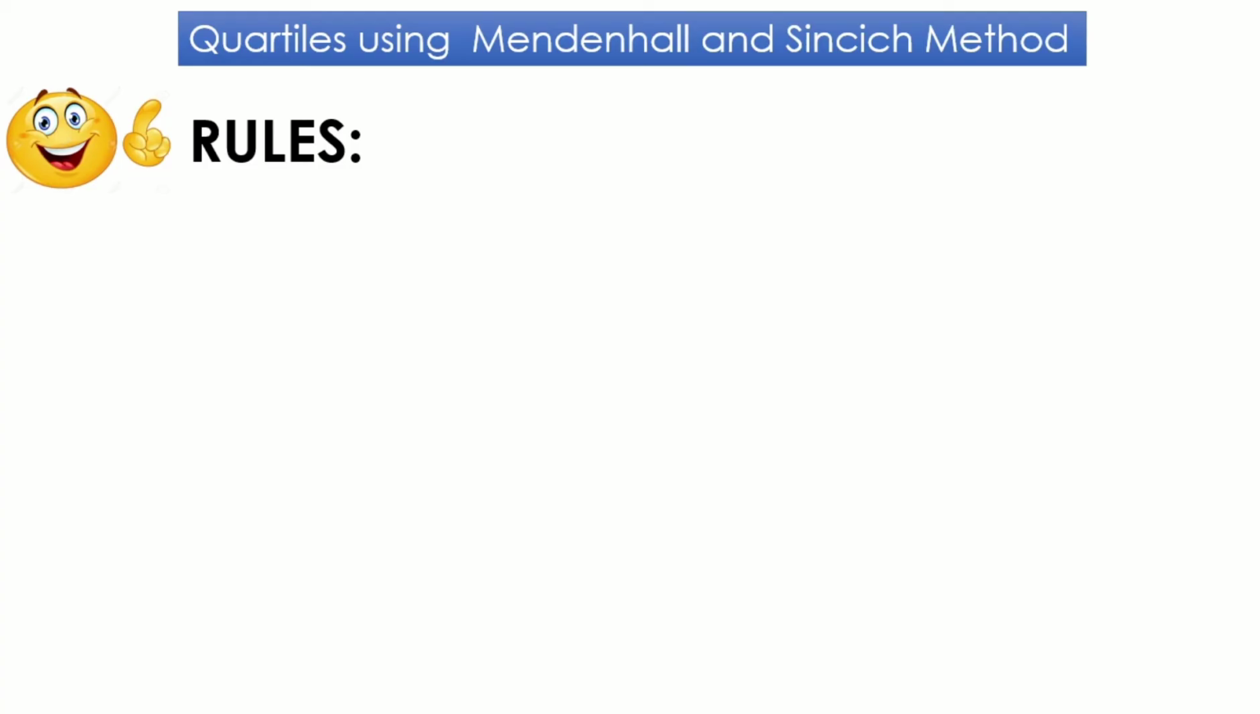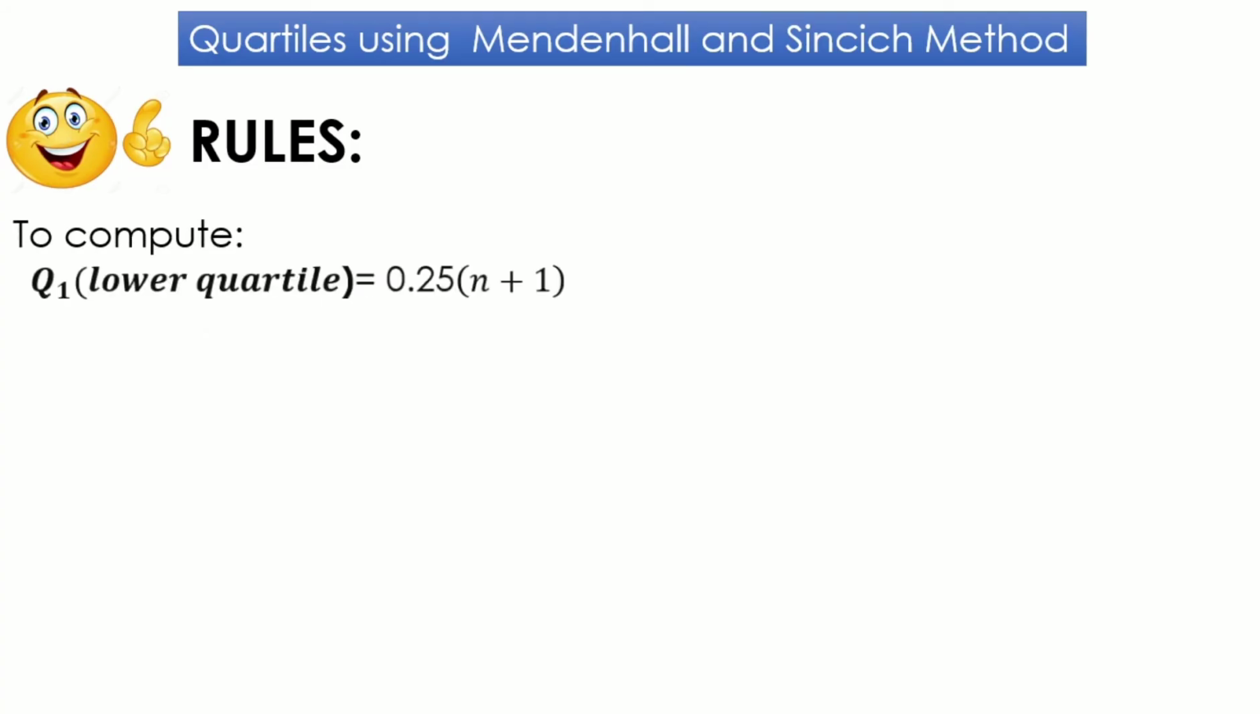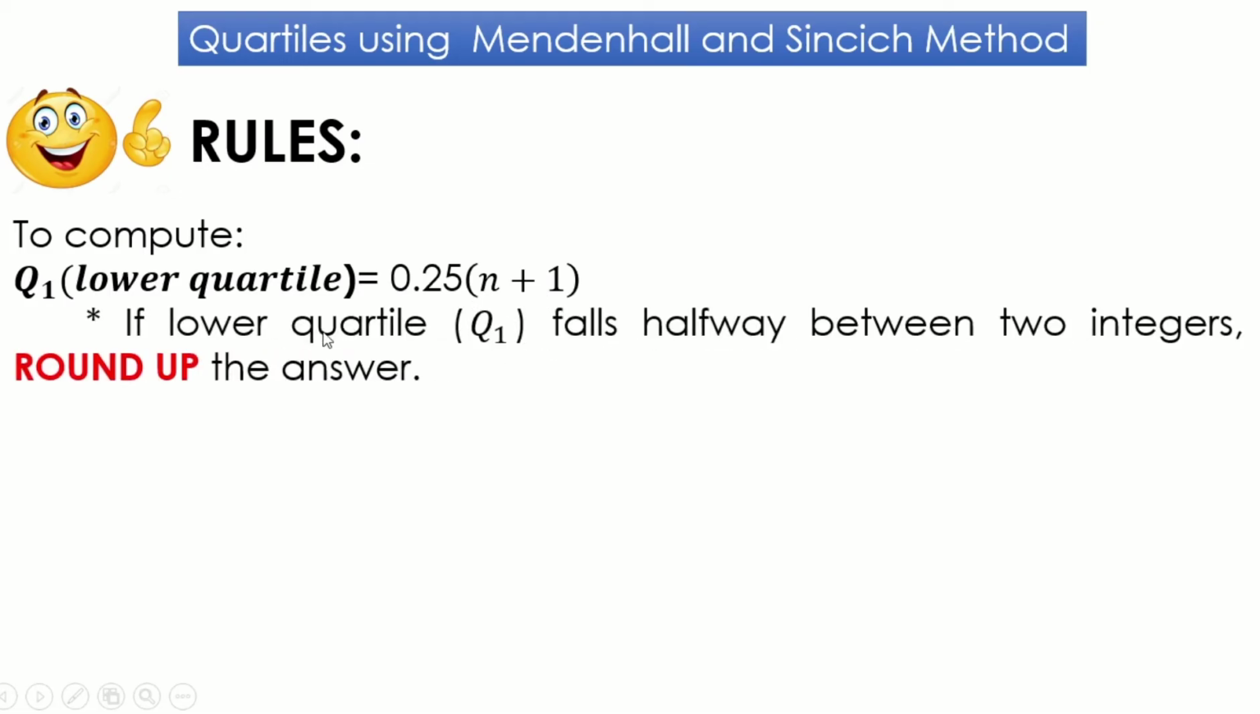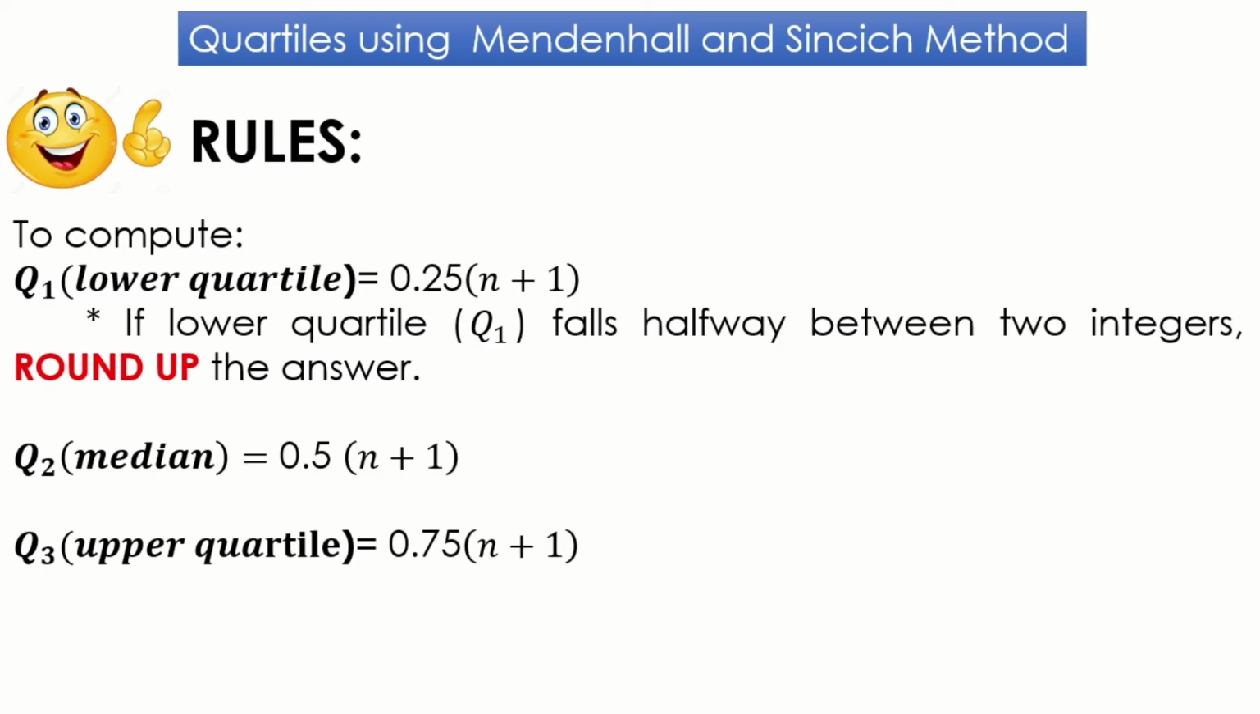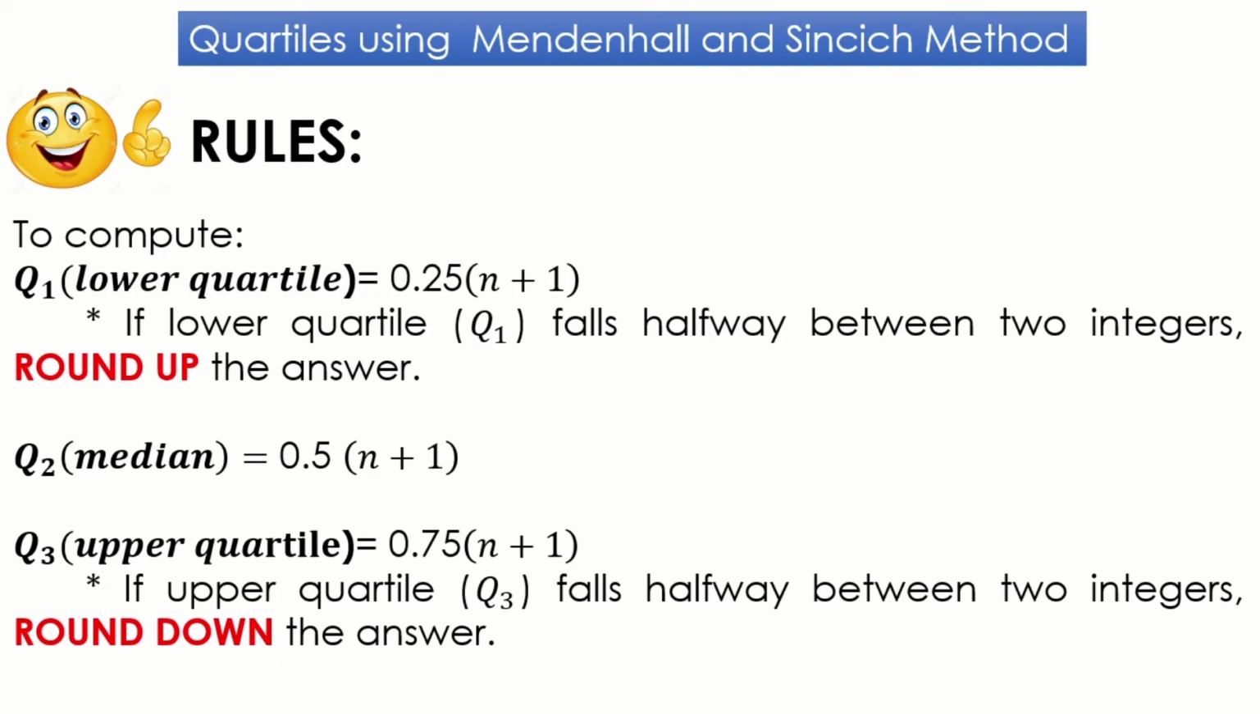So tandaan itong mga rules. To compute the first quartile or the lower quartile, we use this formula: 0.25 or 1/4 times n plus 1. If the lower quartile falls halfway between two integers, round up the answer. Sa quartile 2 naman, 0.5 times n plus 1. Sa upper quartile, use the formula 0.75 times n plus 1. If the upper quartile falls halfway between two integers, round down the answer.